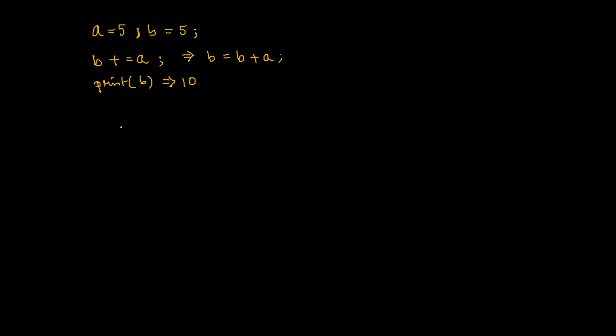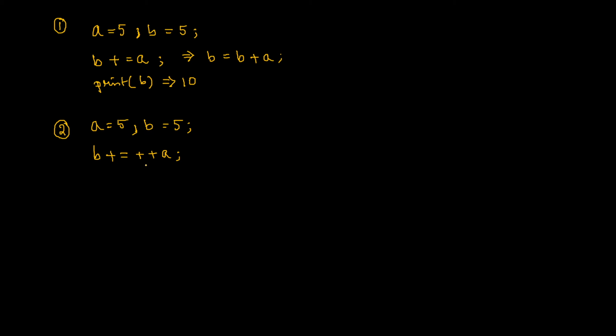Now, this is example 1. An example 2 can be something like, say, a equal to 5 and b equal to 5 again, and now here I am writing b plus equal to plus plus a. What will happen? What does it mean?